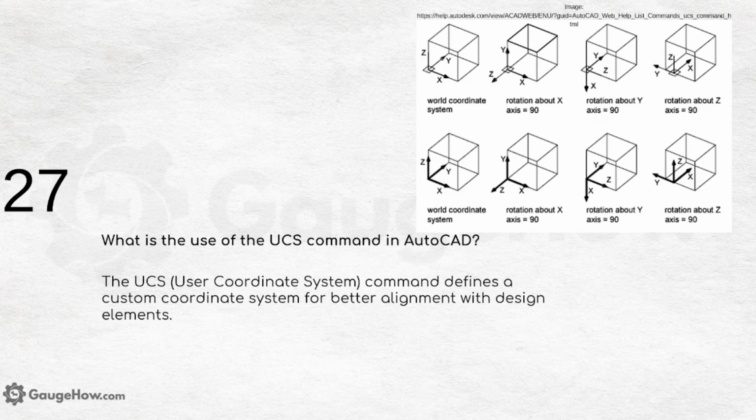What is the use of UCS command in AutoCAD? The UCS, that is User Coordinate System command, defines a custom coordinate system for better alignment with design elements. At the right side, you can see the figure and you can understand what exactly the difference it creates.